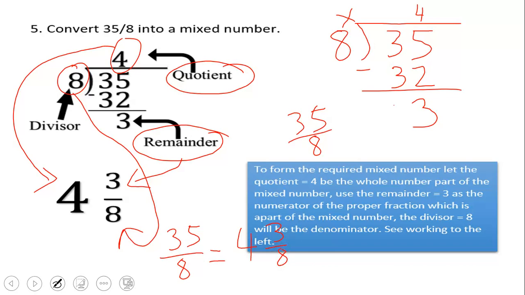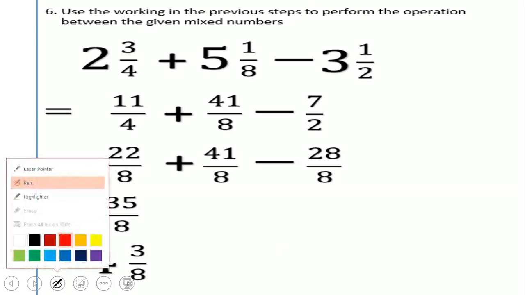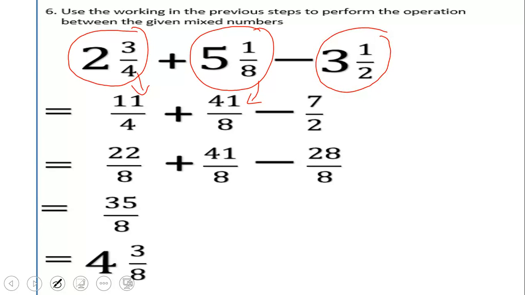Okay? So now let us use the working in the previous steps to perform the operation between the given mixed numbers. Let us bring everything together. 2 and 3 over 4, when we converted that into an improper fraction, we got 11 over 4. 5 and 1 over 8, when we converted it into an improper fraction, we got 41 over 8. And 3 and 1 over 2, when we converted it into an improper fraction, we got 7 over 2.